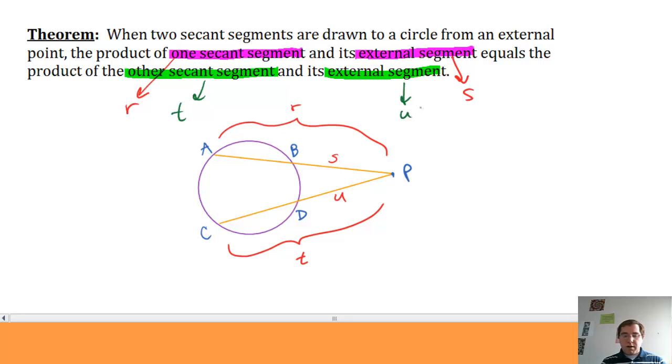is U. So the product of R and S equals the product of T and U, which should look familiar because it's exactly the equation we came up with in the earlier scenario. Except this time, it's the whole segment and the outside part multiplied together equals the whole segment and the outside part multiplied together. So it's not two pieces, it's the whole thing times the outside part equals the whole thing times the outside part.